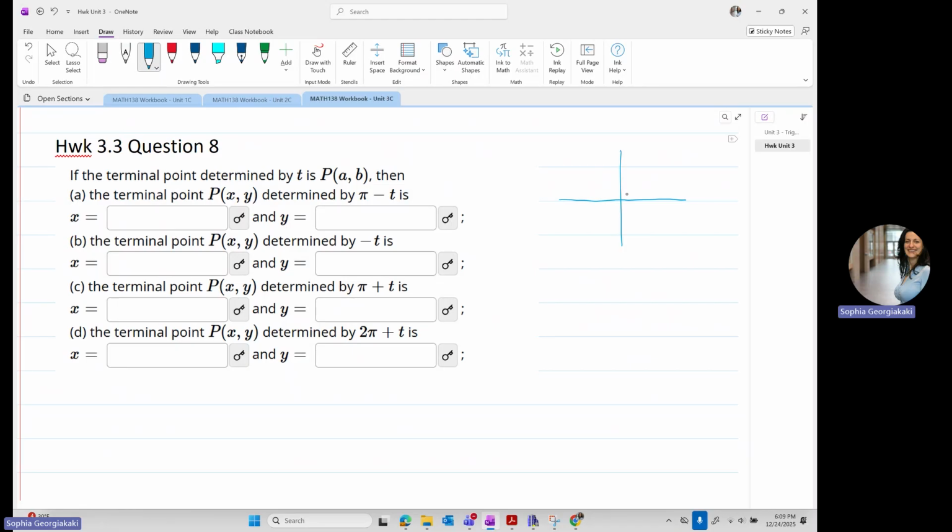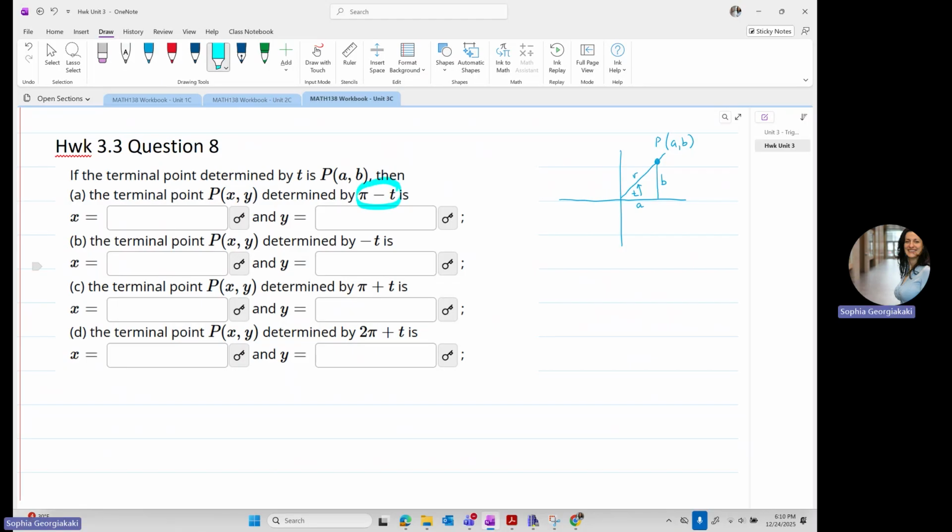and for easiness, we will assume that T is in quadrant 1, that is T. And we will pick a point P on the terminal side that has coordinates a and b. And I will create the right triangle that attaches to the x-axis. A is the x-coordinate, b is the y-coordinate, and r will be the square root of a squared plus b squared.